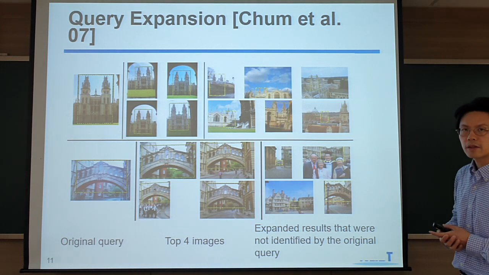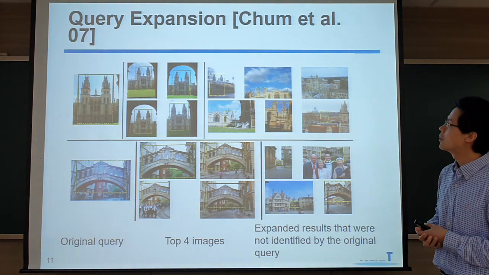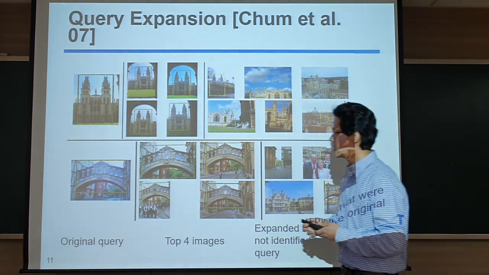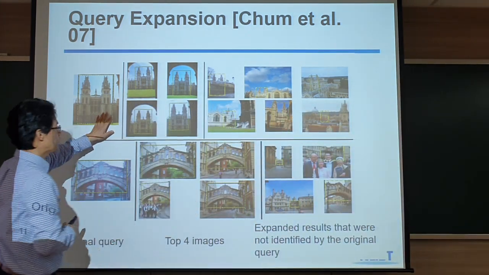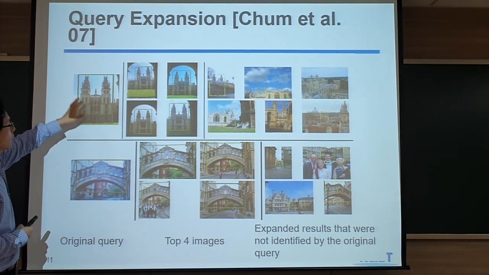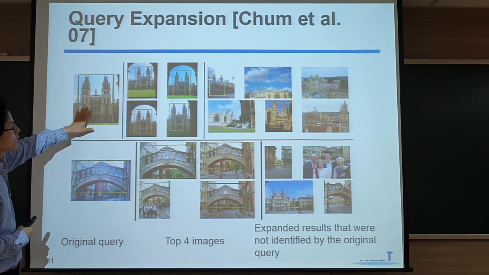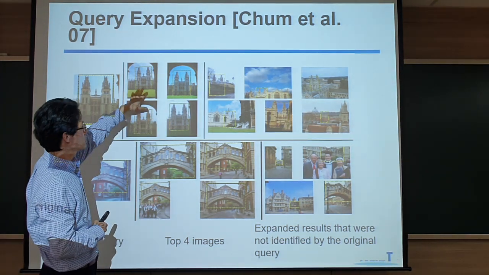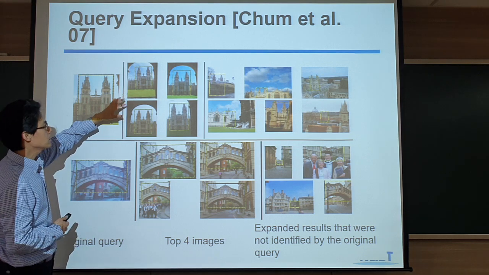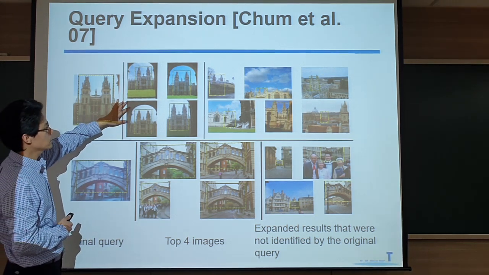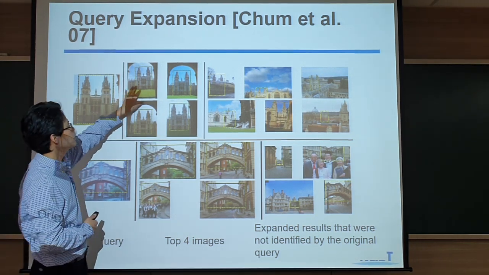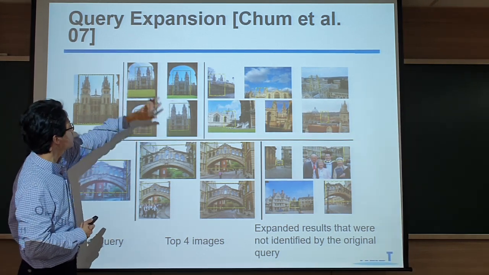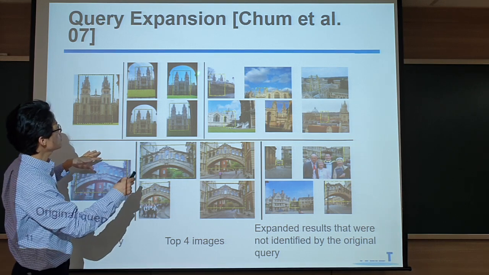Also, so far I talked about spatial verification. But another one is query expansion, which is also very simple. This is the original query image. Starting from this query image, you identify similar images. Here these are the top four images. You can see that in this case they successfully identified the same scene, the same model, but with different shapes or appearances, something like that.